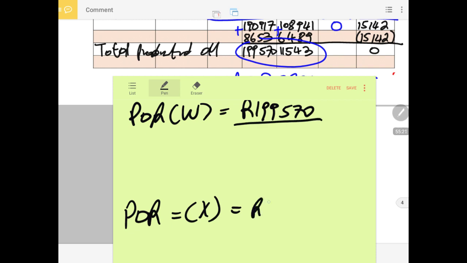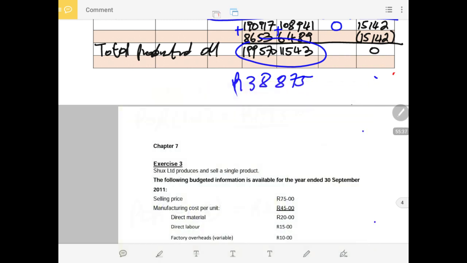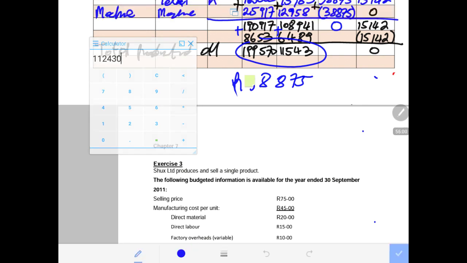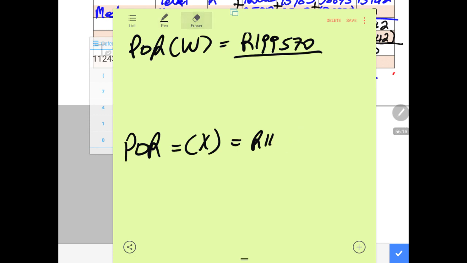Then we have W: 199,570 divided by, and here we have 115,000. This should be a different amount. We added two figures, 108,941 plus 6,489, which gives 112,430. Thank you for that. Very much apologies. So this could have been 112,430.